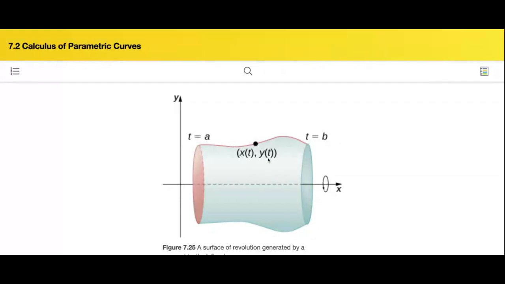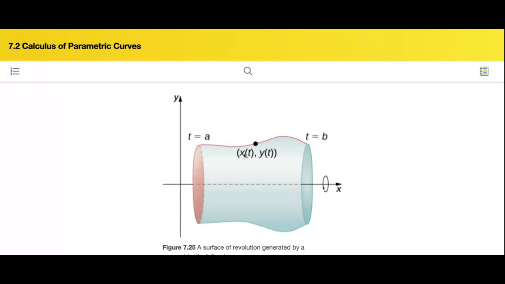x of t, y of t. In that case, for this particular case, what's x of t? That's just t. What's y of t? That's just f of x, right? Imagine x, comma, f of x. This is t, comma, f of t, right?